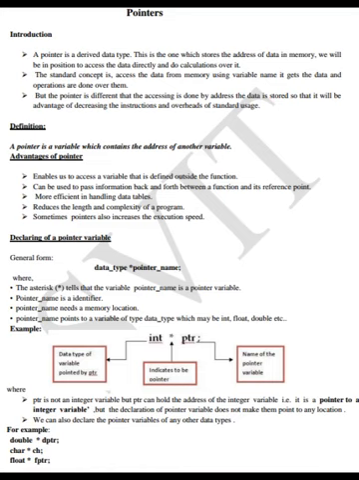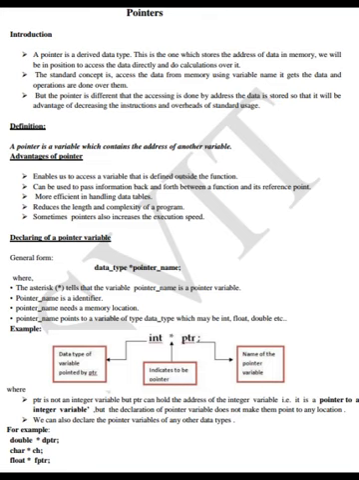Pointers. Introduction. A pointer is a derived data type. This is the one which stores the address of data in memory. We will be in a position to access the data directly and do calculations over it.